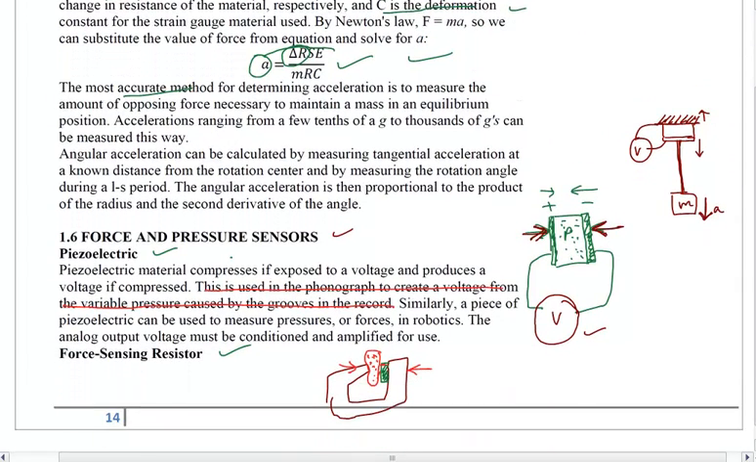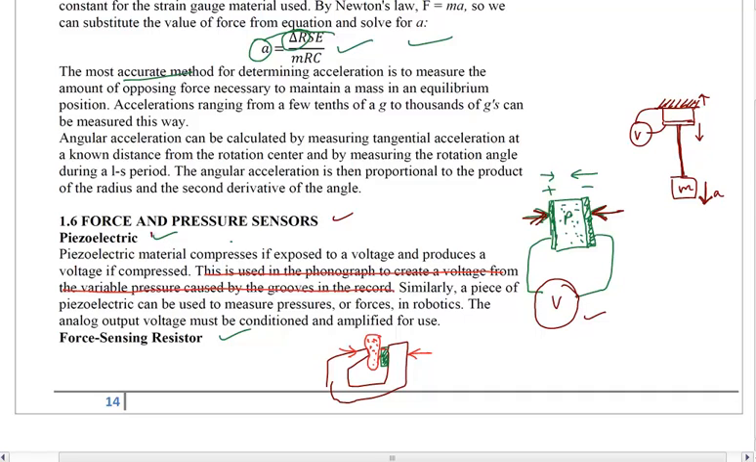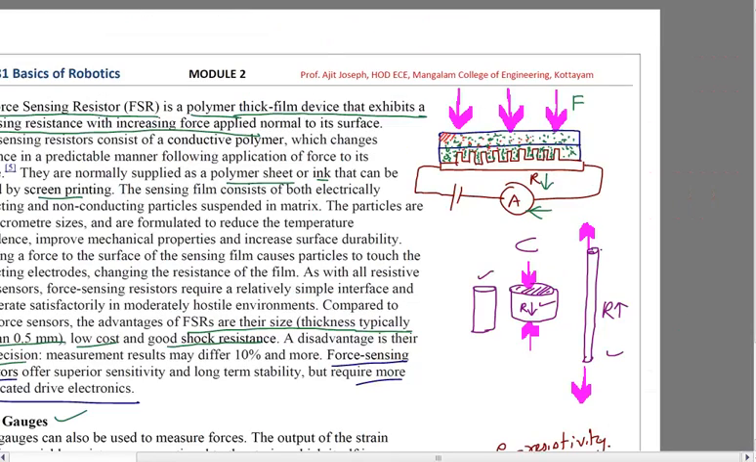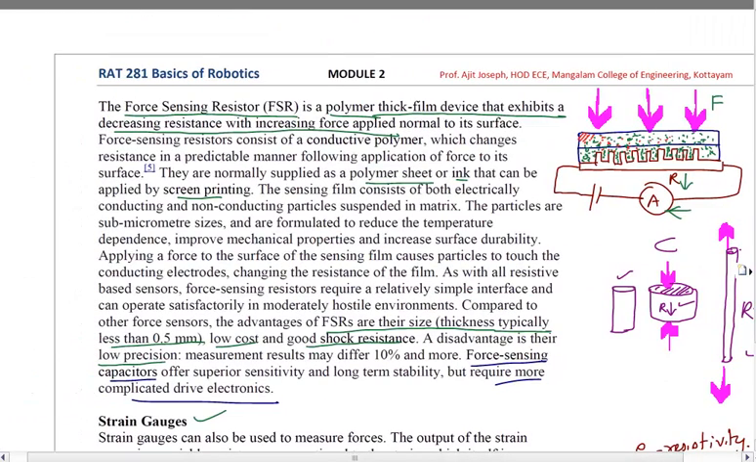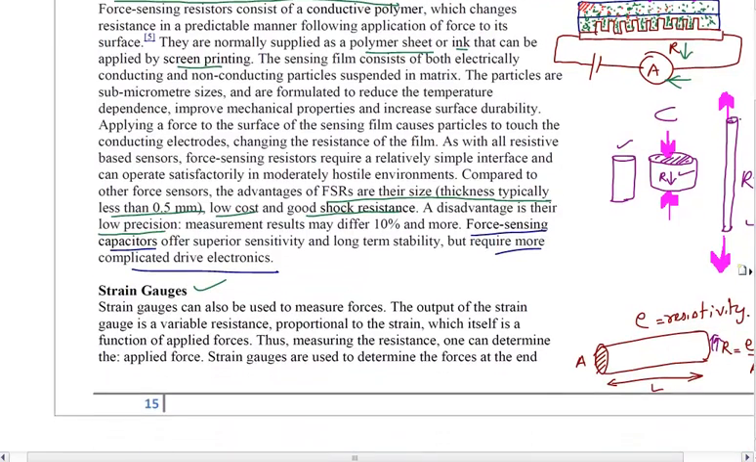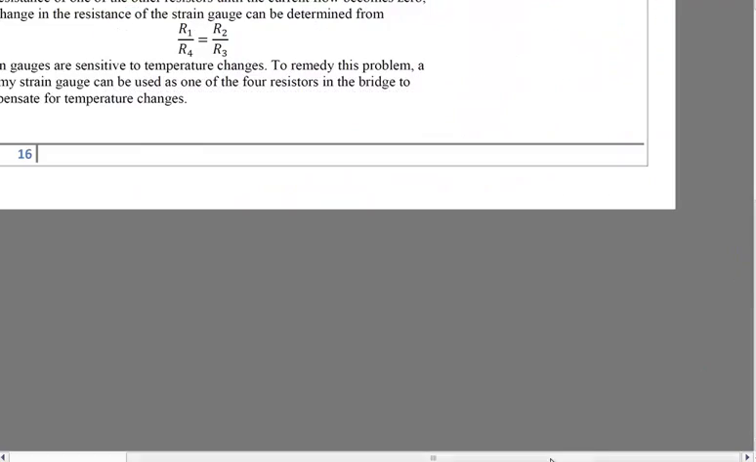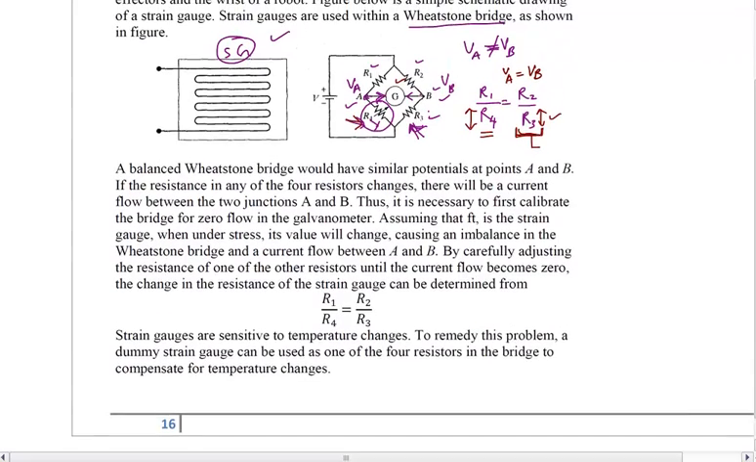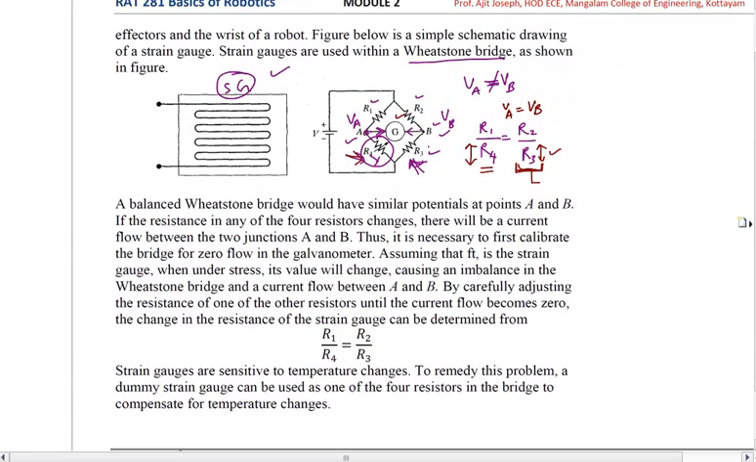And next we are having the force and pressure sensor. One of the methods is piezoelectric, another is force sensing resistor or force sensing capacitor. And then we are having strain gauges used with Wheatstone's bridge. Okay, thank you.